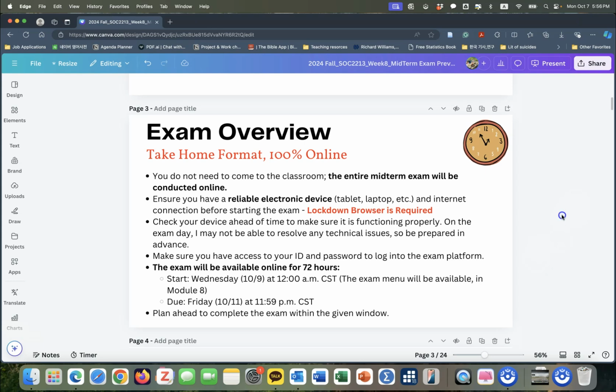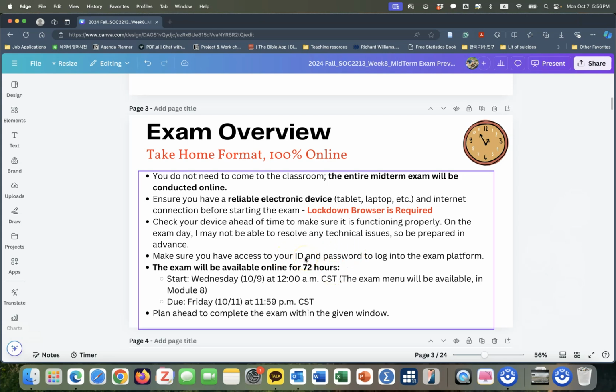Based on the exam overview, this is again the take-home format, 100% online, which means you can see the menu on the course website later. At the beginning of this Wednesday, the exam menu will be posted and activated. So you will have access to the exam from the beginning of Wednesday, and the exam will close on Friday. So you will have 72 hours to complete the exam.